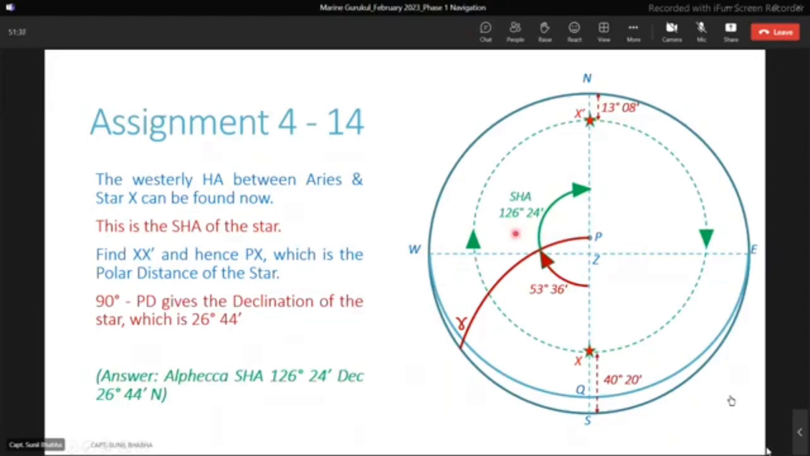We get the SHA of the star, which is 126 degrees 24 minutes. With these two values, we can now go into the star information table on page 268 and we can look for this particular SHA. And from there, we find out that this particular star is Alpha, having this given SHA and declination.